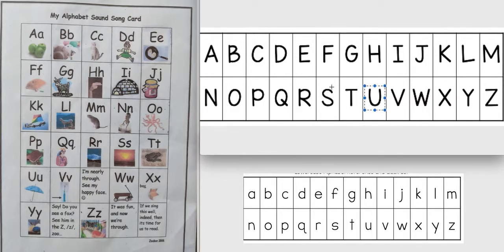And then the student has to go to the top of the alphabet and they have to sing the ABCs. A, B, C, D, E, F, G, H, I, J, K, L, M, N, O, P, Q, R, S, T, U, and then they know that's U.